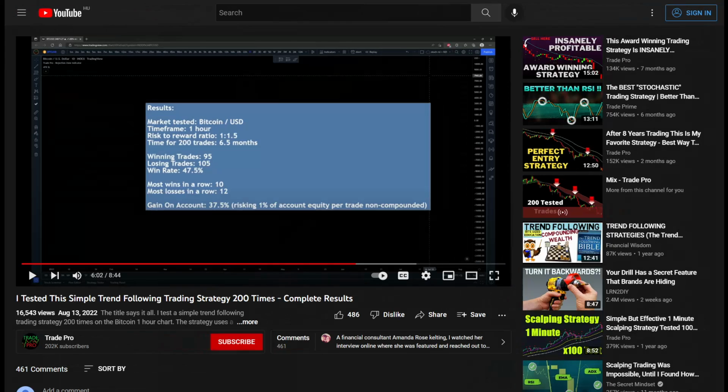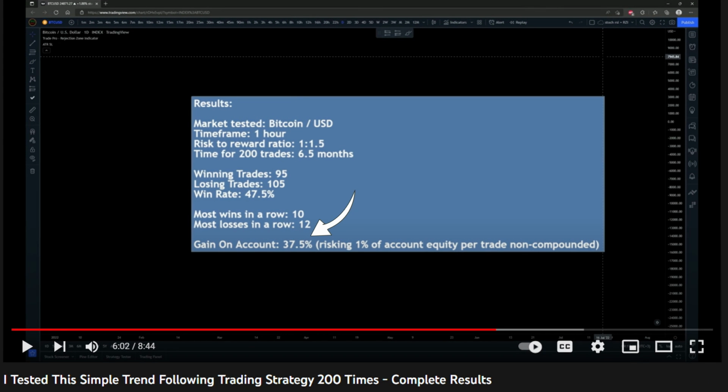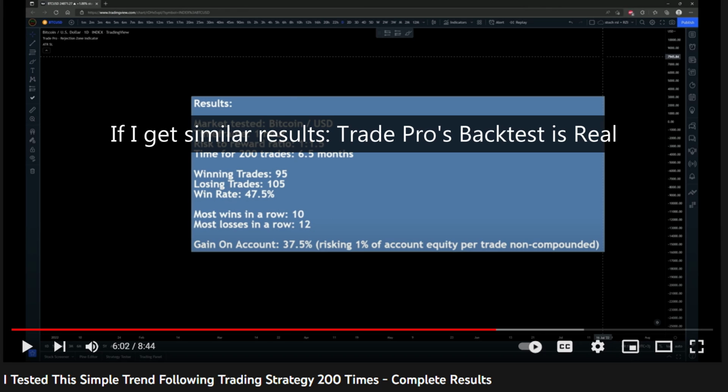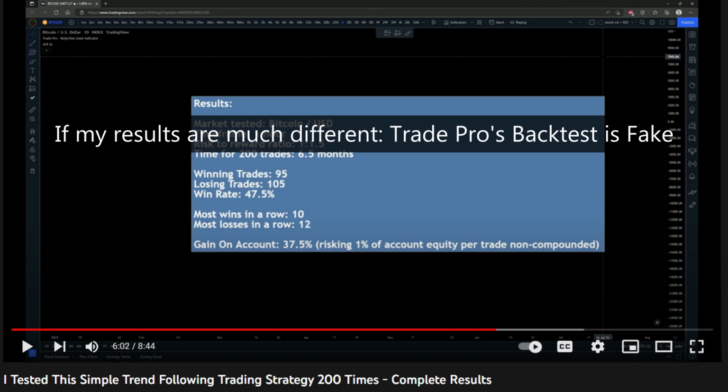Recently, TradePro tested a simple trend-following strategy on the Bitcoin USD 1-hour chart. In his backtest, he got 37.5% gain on the account after 200 trades, risking 1% per trade. I am going to backtest the exact strategy on the same time interval as he did, and if we get similar results, we can state that TradePro posts real results. If my results are much different, then we know he posts fake backtesting results.